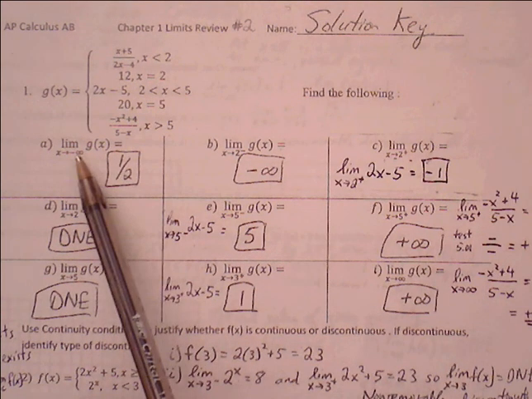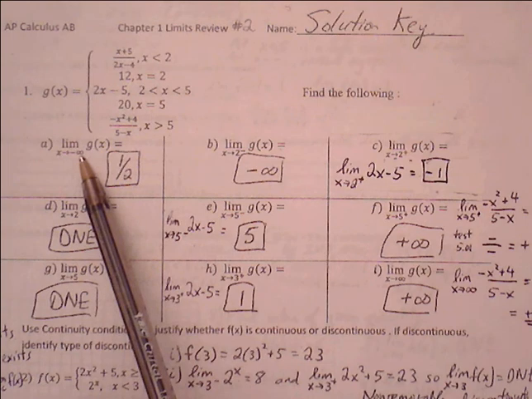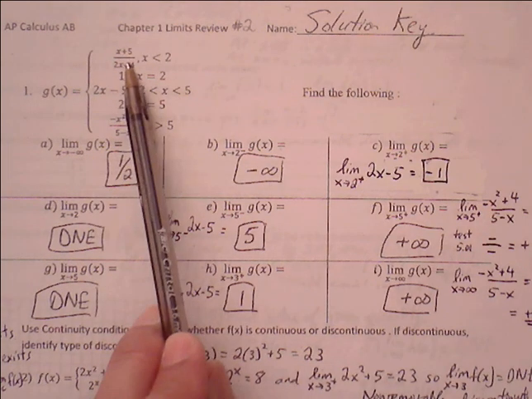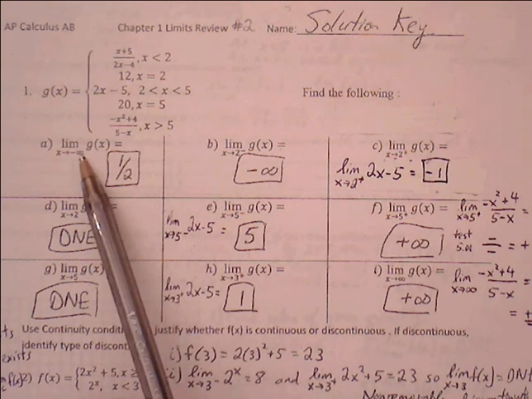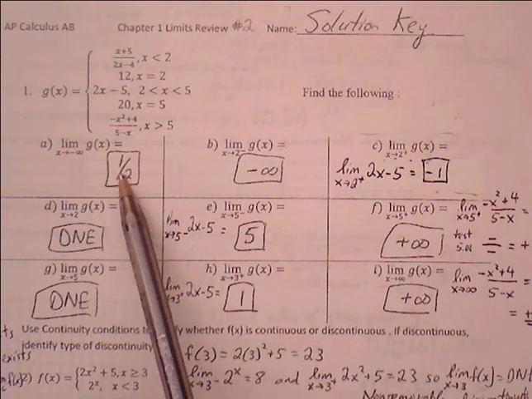It doesn't matter if it's approaching negative infinity or positive infinity. If the degrees match, we simply take the ratio. The negative and positive infinity is not going to affect the sign for our limit.